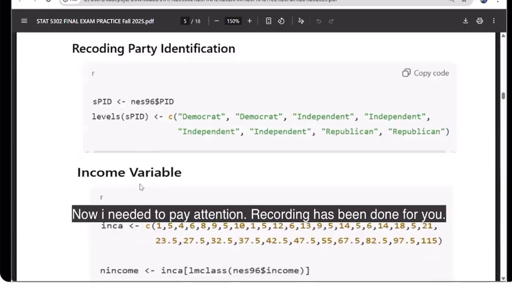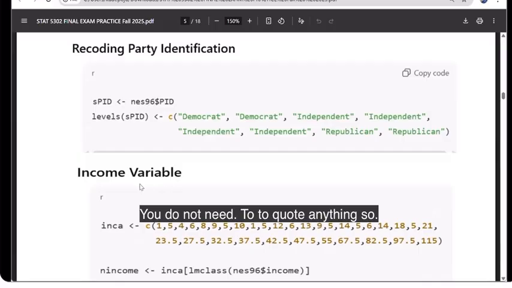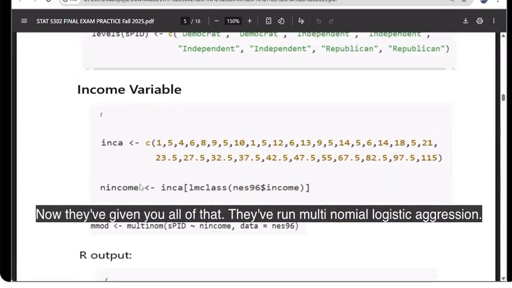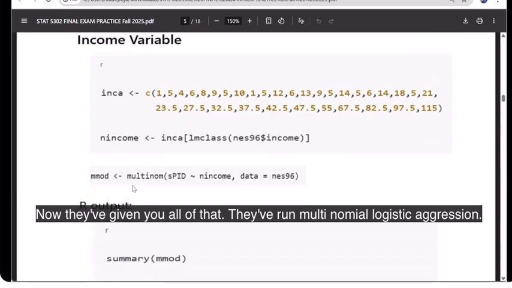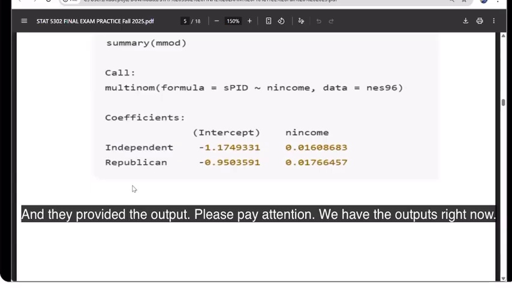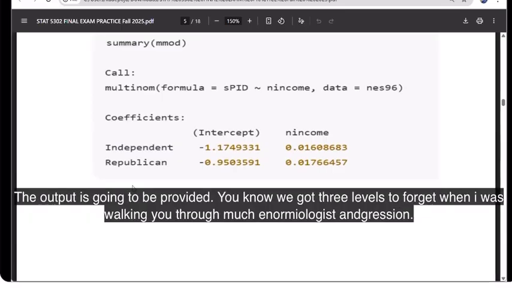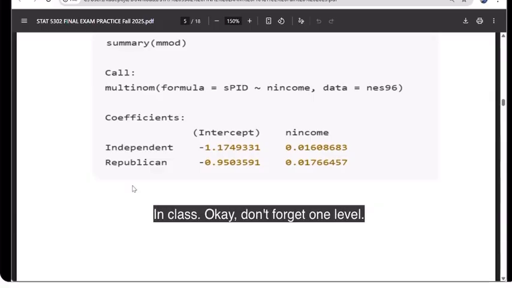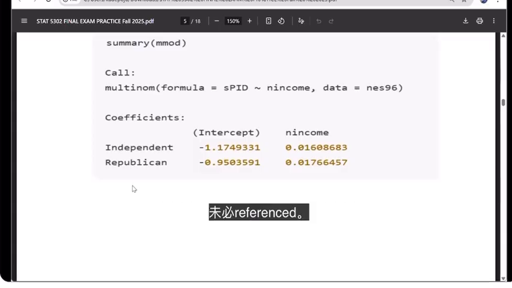Now, I need you to pay attention. The coding has been done for you. You do not need to code anything. They've given you all of that. They ran the multinomial logistic regression and provided the output. Please pay attention. The output is going to be provided. We have three levels. Don't forget, when I was walking you through multinomial logistic regression in class, one level will be the reference.